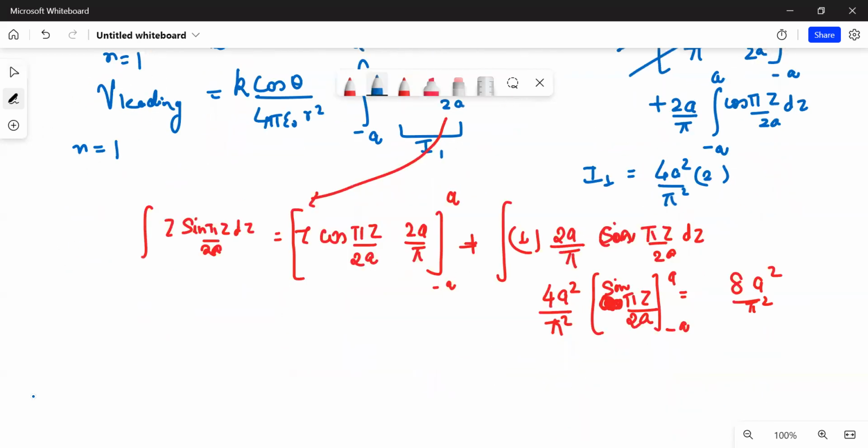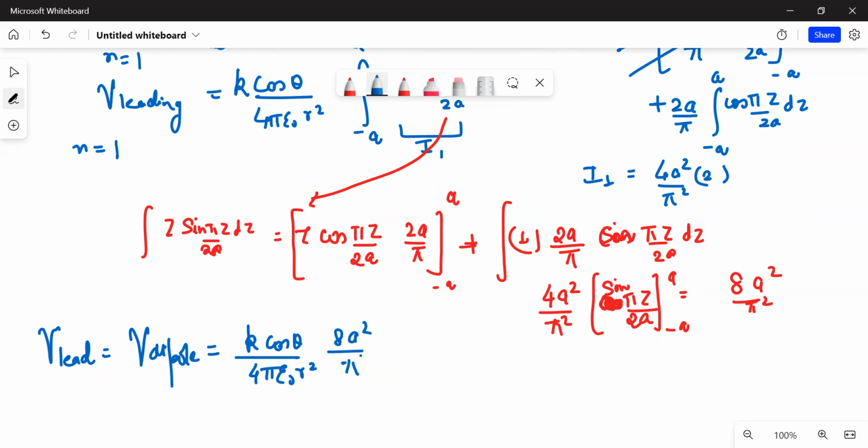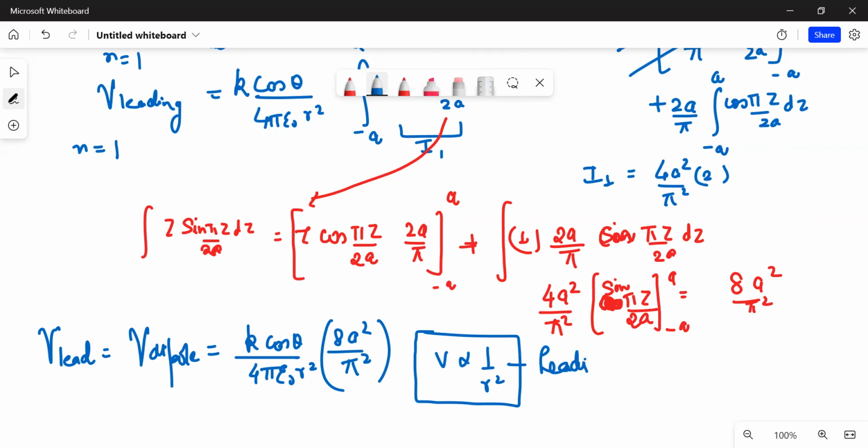So your leading term would then correspond to the dipole term, because the monopole term is now 0. So you have this dipole term: K cos theta divided by 4 pi epsilon naught r square into I1. And I1 is, I think, 8a square upon pi square. So this would be the term, right? Isn't it? Yes sir. Your dependence is over r, 1 upon r square. So clearly, your dipole term would be the leading term. Is that clear or not clear?